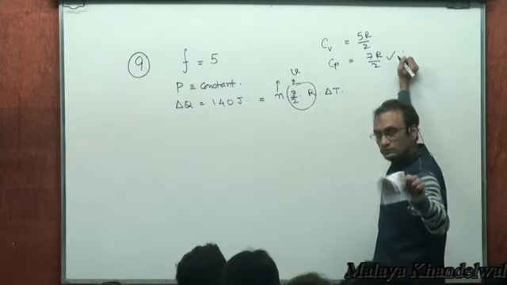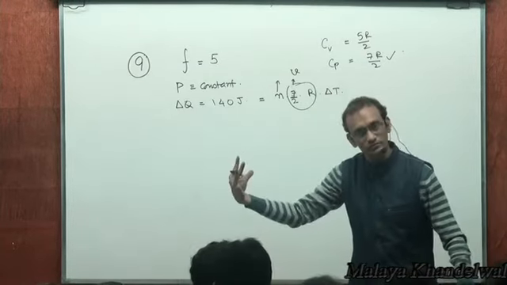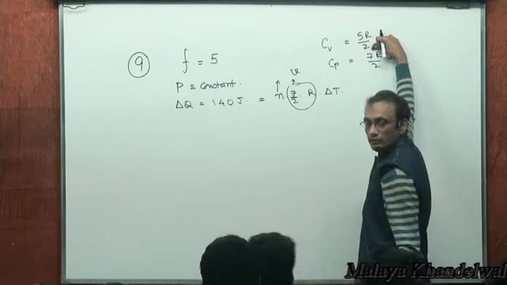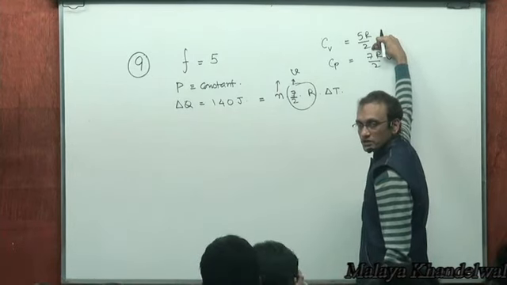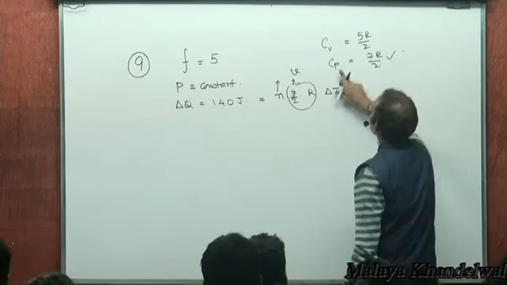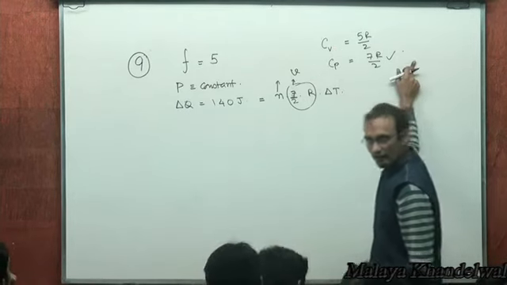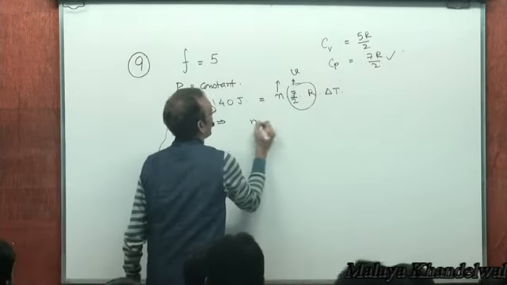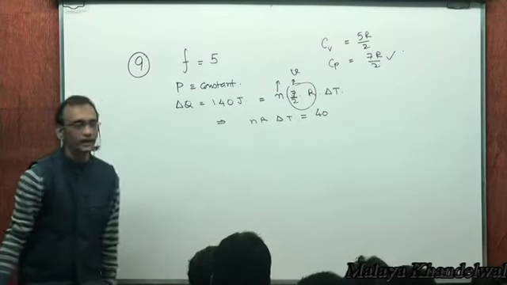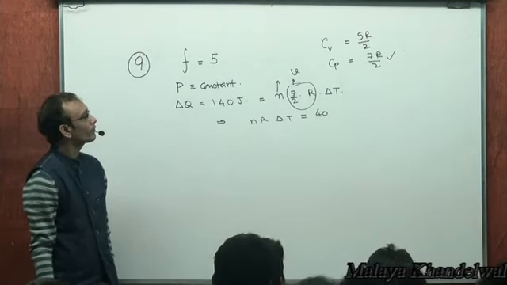Confused? Heat supplied in a constant pressure process is what? n Cp into change of temperature. Right? For a diatomic gas, Cv is 5R by 2. Right? F by 2 R. And Cp would be Cv plus R. Cp minus Cv is R. So Cp would be Cv plus R, which would be this. Right? So that gives us nR delta T as 40. Yes or no?